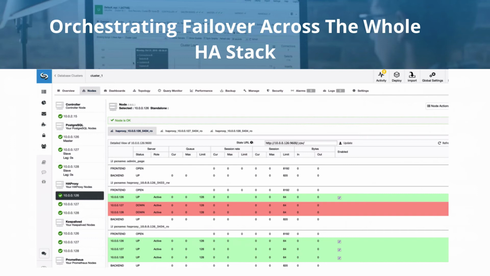For example, as shown here, for HAProxy, rest assured the read nodes are only available on port 5424, while the write node, of which only the 10.0.0.126 node is in the up state, can be accessed at port 5433.